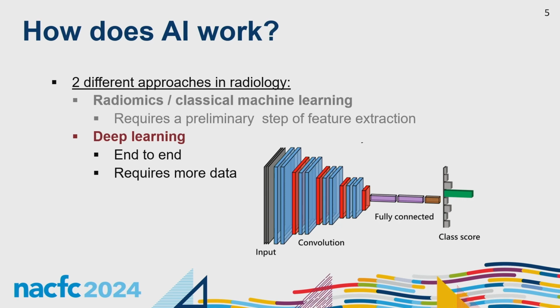The second possible approach is deep learning. Deep learning is very popular because usually it performs better than radiomics and classical machine learning methods. It's what we call an end-to-end approach, meaning that here you can provide the whole image to the network, and the network will provide the prediction. The only drawback of deep learning is that it requires more data than radiomics.